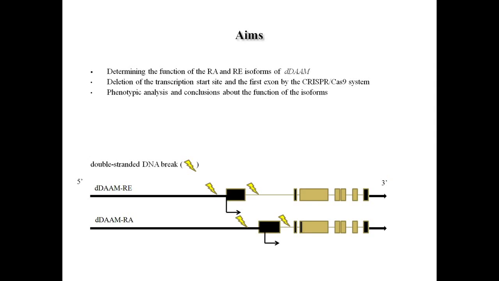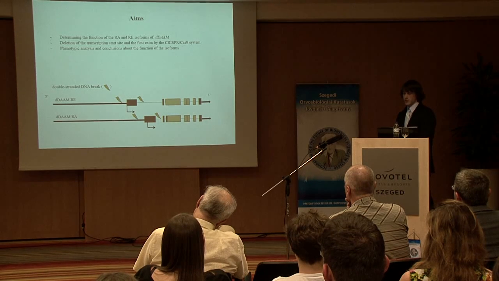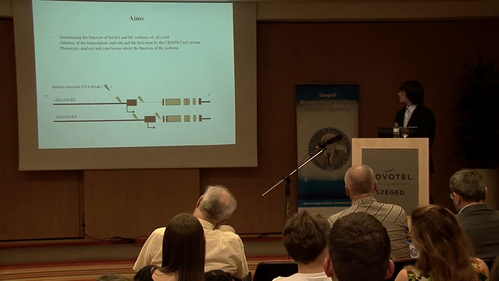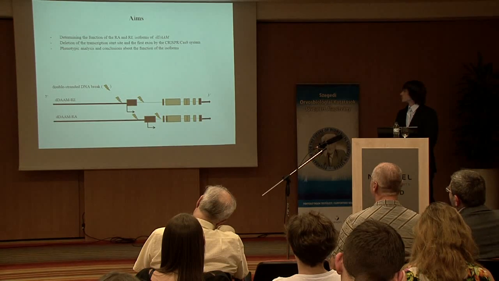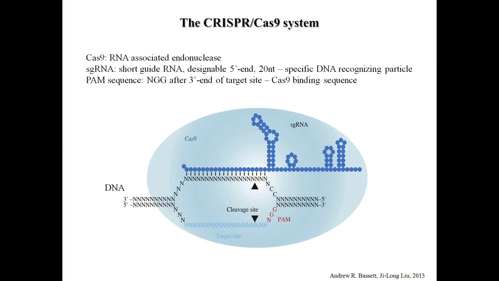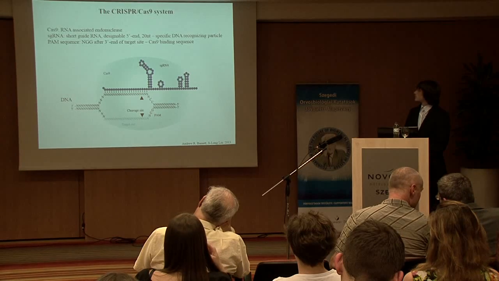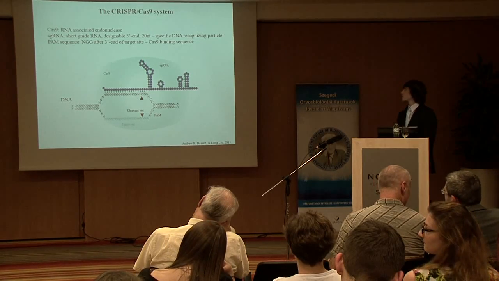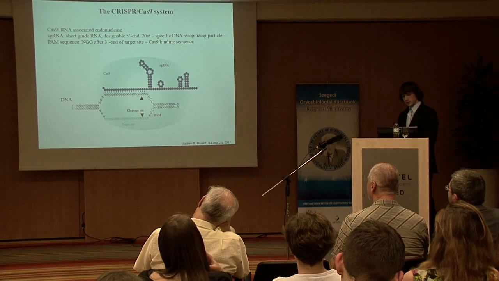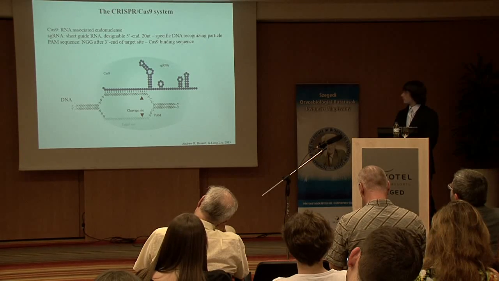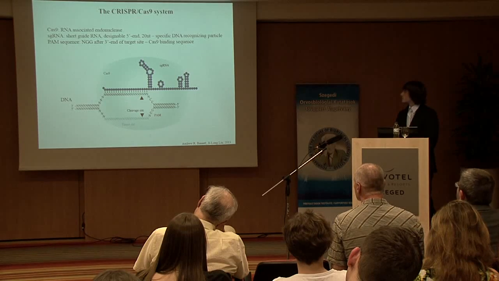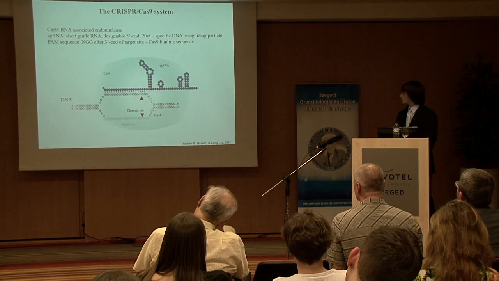My specific aim is to study the functions of RA and RE isoforms by creating isoform-specific deletions. To achieve this, I use the newly discovered CRISPR-Cas9 system, which is an ideal tool to create targeted mutagenesis. This system was first discovered in bacteria, where it has an antiviral function. The system is based on a protein-RNA complex. The protein component is Cas9, an RNA-associated endonuclease, and the RNA is a short guide RNA, which has a designable 20 nucleotide long 5' end, which can recognize a specific DNA target where the Cas9 cleaves the DNA.